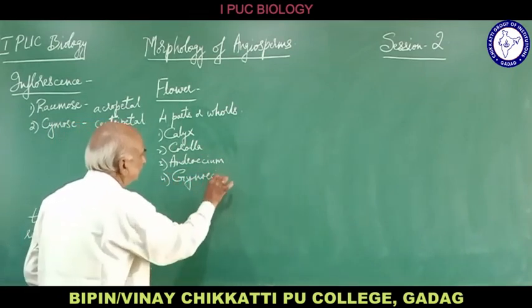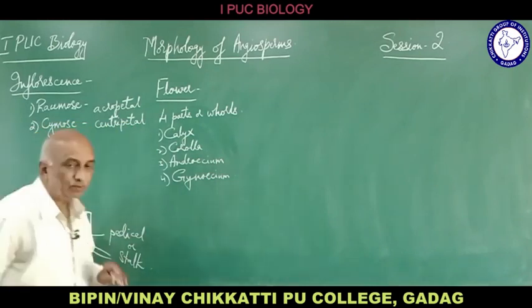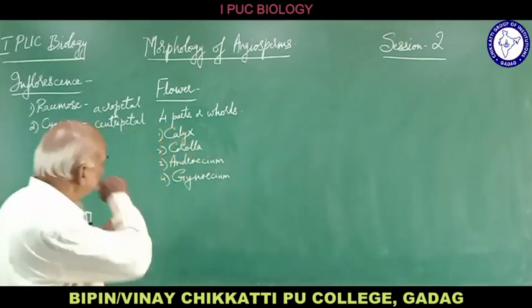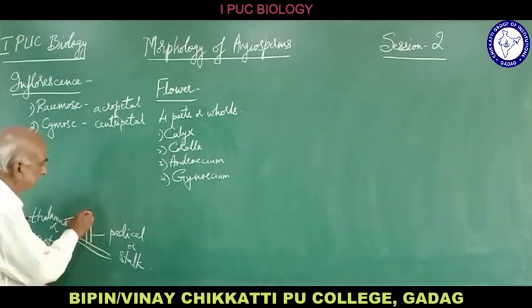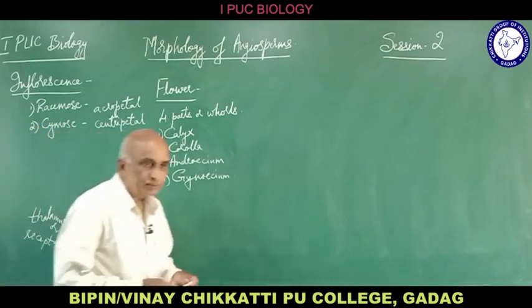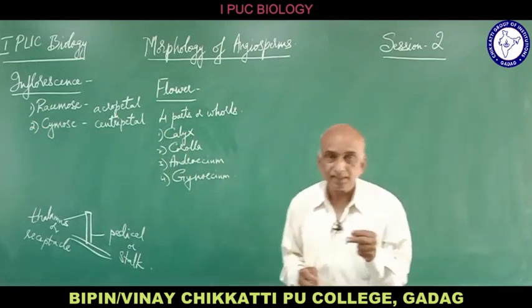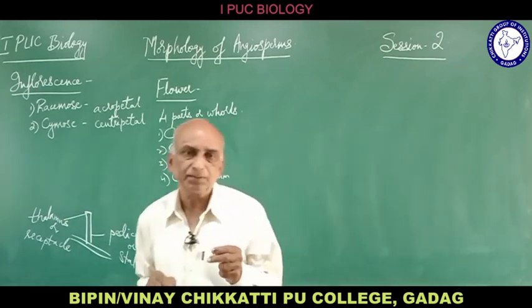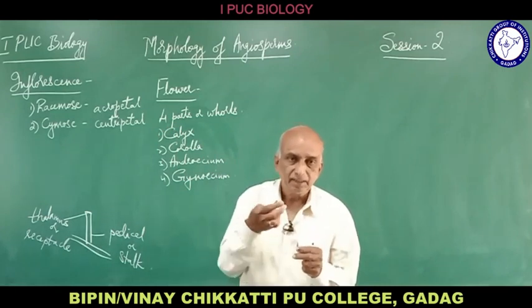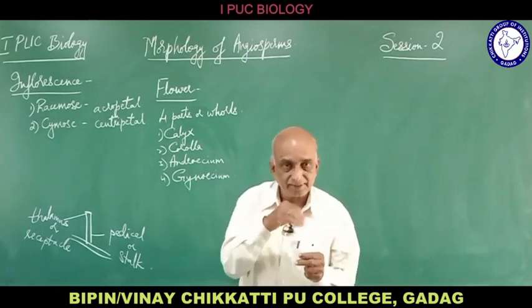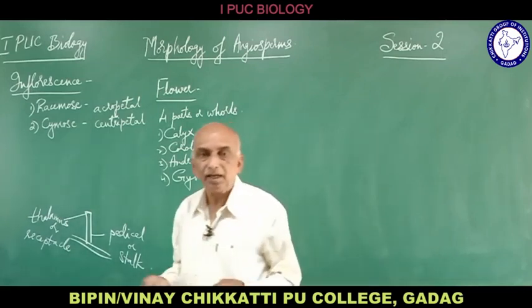So these are the parts of a flower. These are the 4 parts of a flower, which are also called the whorls. Now the calyx is the outermost whorl. On this thalamus, the parts are arranged in a circle actually. That is why they are referred to as whorls. So the outermost circle is the calyx. Inner to that, the second whorl is the corolla. Inner to that is the androecium. In the center, there is the gynoecium.